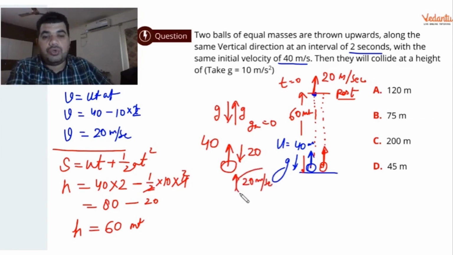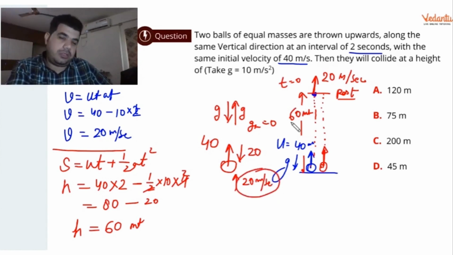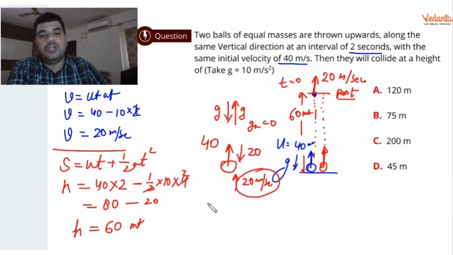And now how much distance do we have to go to collide at 20 meter per second? 60. How much? 60. So in 60 there is no acceleration, then we can apply the formula S is equal to ut. If you apply the formula S is equal to ut, S is actually how much? 60. What about the velocity u? U is actually 40. Now you have time t.